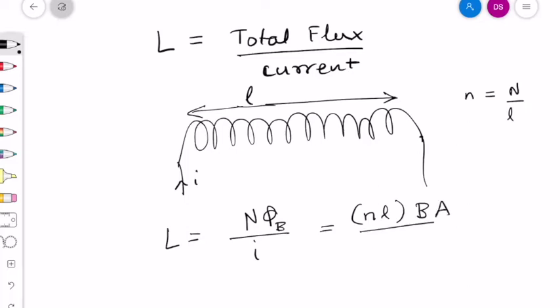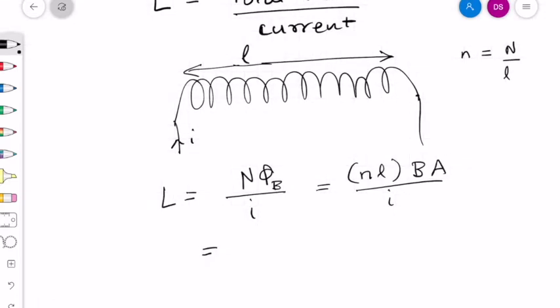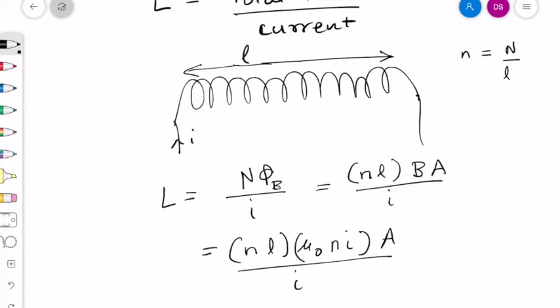And that divided by I. Now I know what the magnetic field of a solenoid is, so instead of the magnetic field of a solenoid, I can write mu 0 n I. That's the magnetic field of a solenoid which doesn't have anything inside it, multiplied by A divided by I, and we are done.